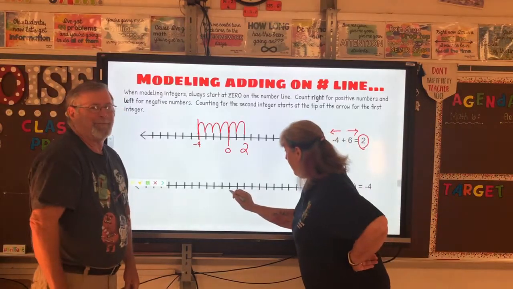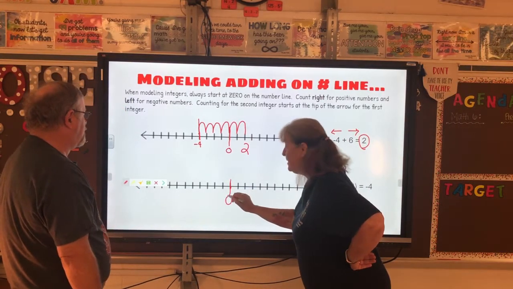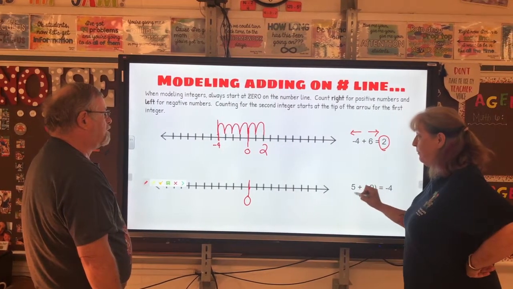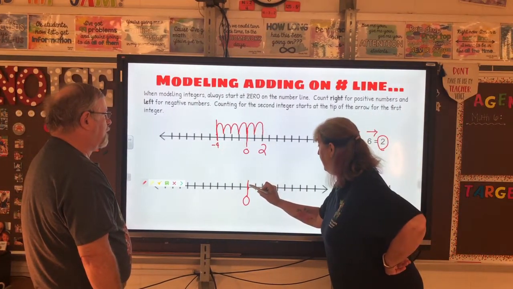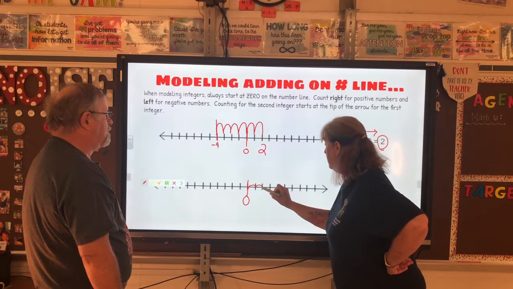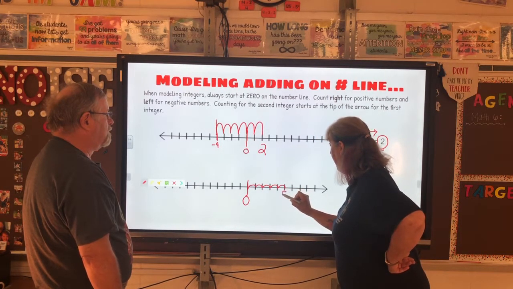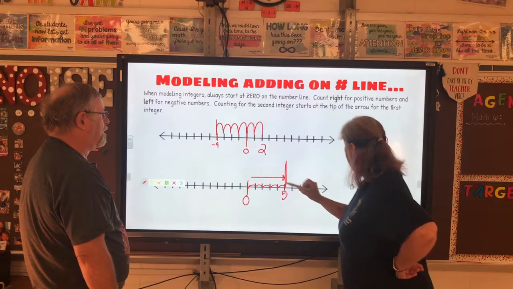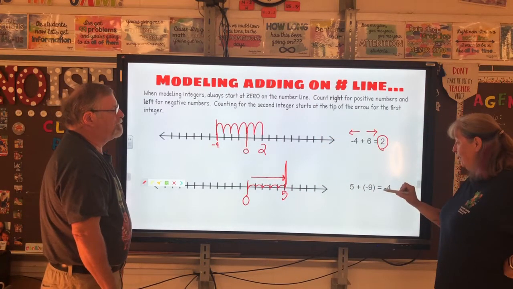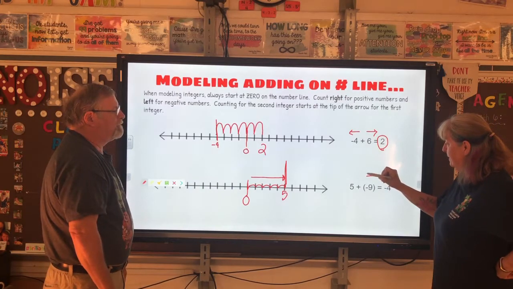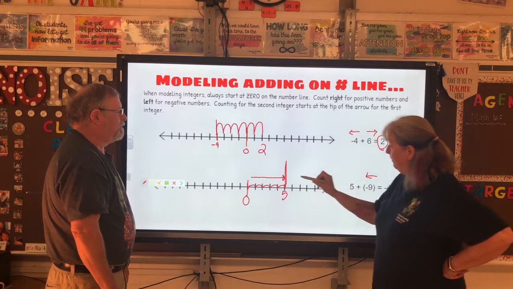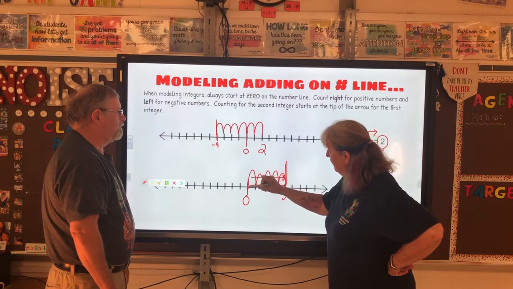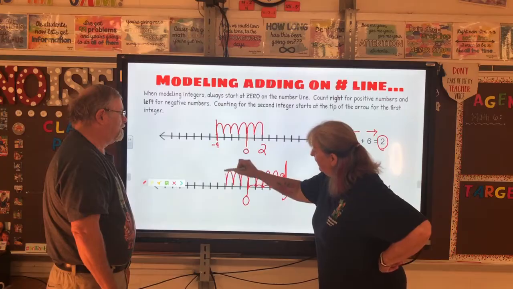All right, my turn. I'm going to start at 0 because, again, that's exactly where we start. We're going to go to 5. Because 5 is positive, I know I need to go this way. 1, 2, 3, 4, 5. There's my 5. So that is my first movement. I went from 0 to 5. Now I'm going to add to it a -9, which means negative numbers go to the left on the number line. So I'm going to go back 1, 2, 3, 4, 5, 6, 7, 8, 9.